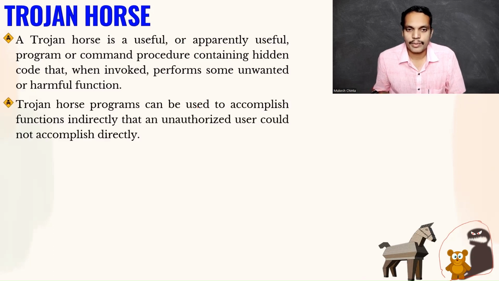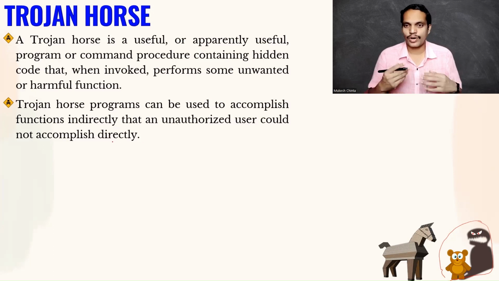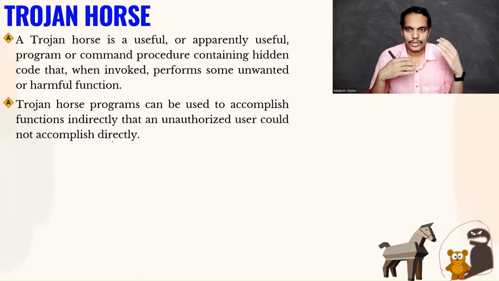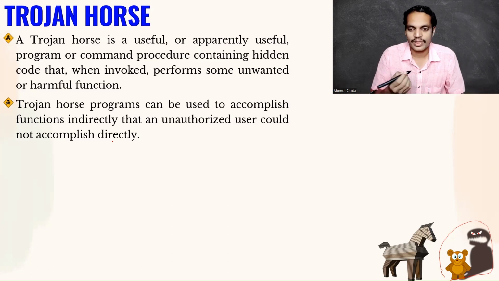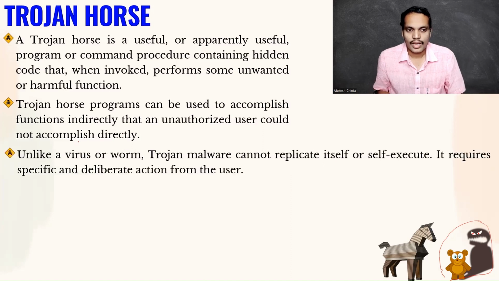So Trojan horse programs can be used to accomplish functions indirectly that an unauthorized user could not accomplish directly. So if I don't have access, I don't have the privileges, what I would do is send a Trojan horse program so that I can either grab the credentials of a legitimate person, or even manipulate the system and make the system believe that I'm an authorized user. Unlike a virus or worm, Trojan malware cannot replicate itself or self-execute. It requires specific and deliberate action from the user.